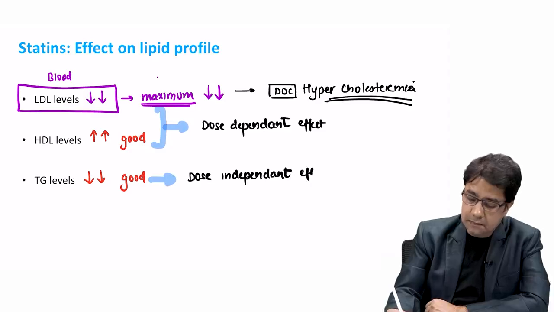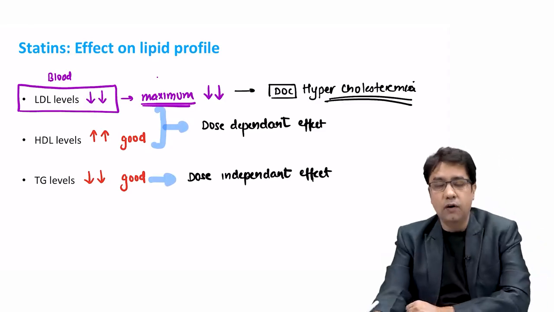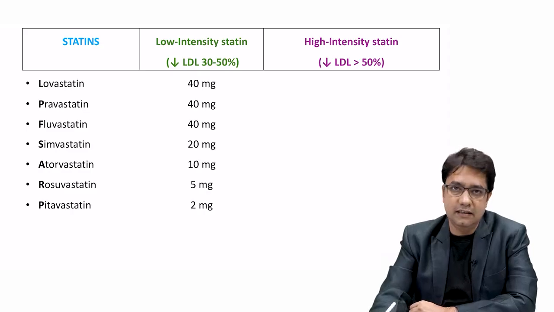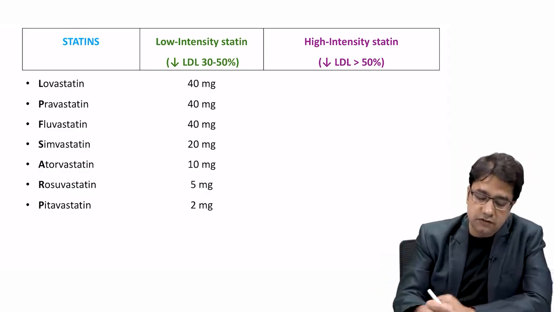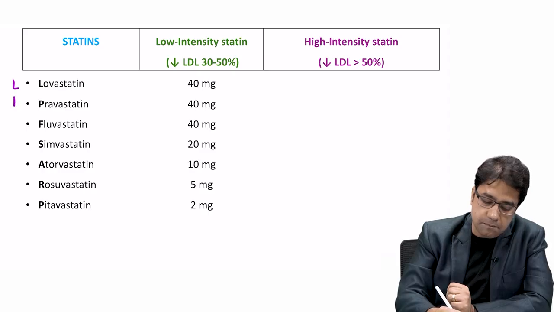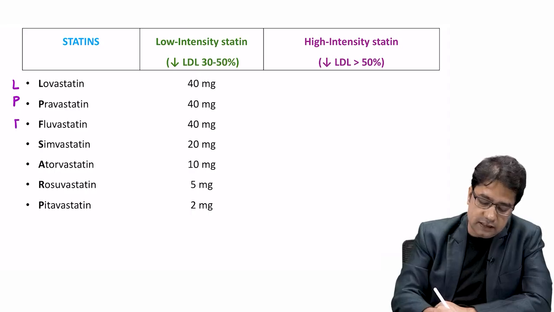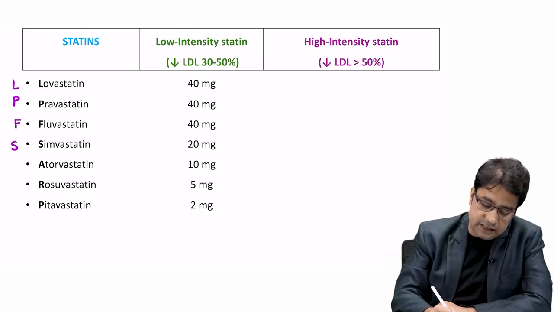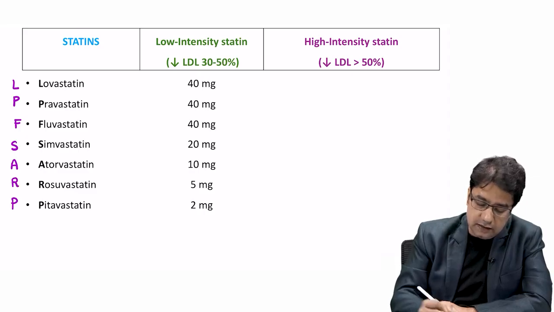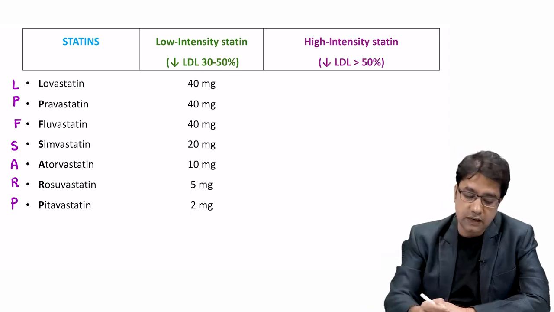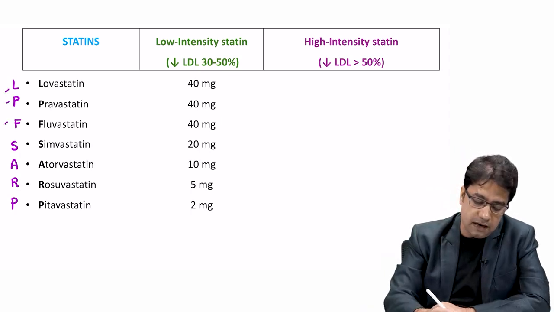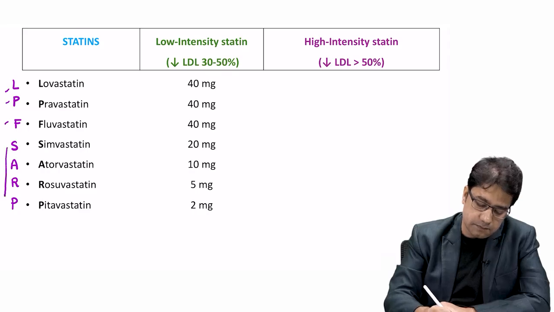So, keeping this in mind, let's see what drugs we have in statins. The first two statins which we made were lovastatin and pravastatin. Then we made other statins like fluvastatin, simvastatin, atorvastatin, rosuvastatin, and pitavastatin. So we can remember LPF SARP.